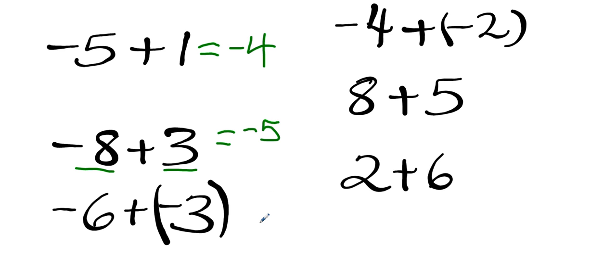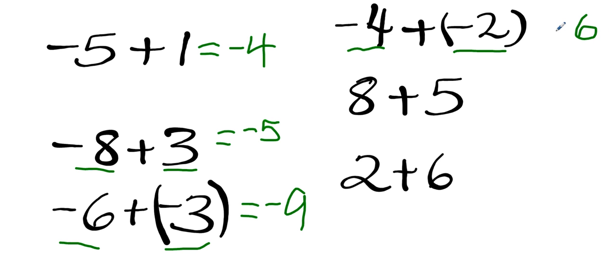Number 3, -6 plus a -3. The signs, they are the same. So that means we're going to add our numbers together, and that becomes a 9. And since our signs are negative, we're going to have a -9. Remember, same signs: add and keep. All right, so let's take a look at this example. -4 plus -2. Our signs are the same, so we're going to add, and we're going to keep the sign as negative. So this answer is -6.